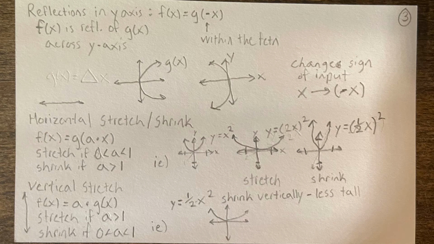For example, g of x is this parabola that opens to the right. To reflect g of x across the y-axis, replace x with the opposite of x. A reflection in the y-axis changes the sign of the input. X changes to the opposite of x, but the output is the same.